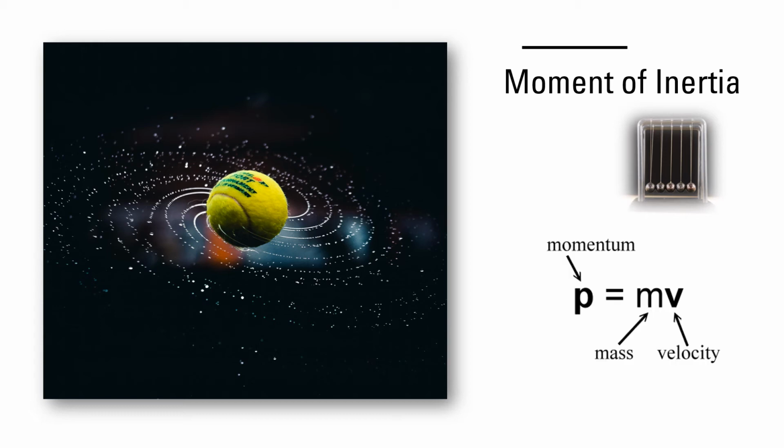Momentum is defined in physics as the product of mass times velocity. Once set in motion, it's harder to stop an object that has more mass. Think of a playground ball versus a bowling ball. Which one would be easier to stop?